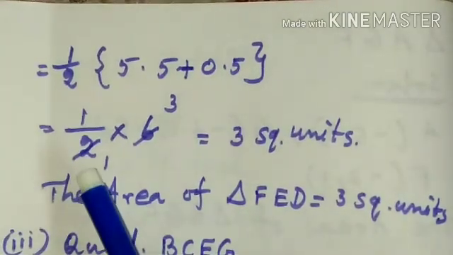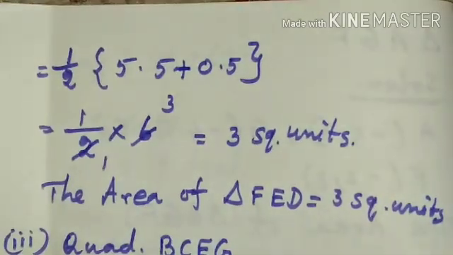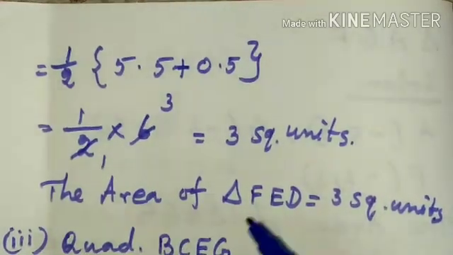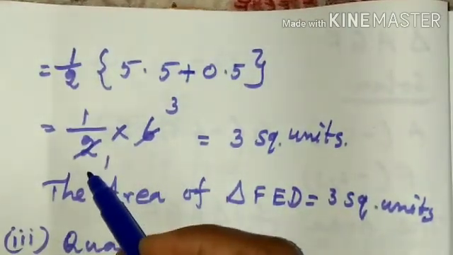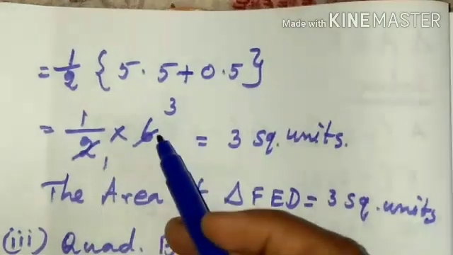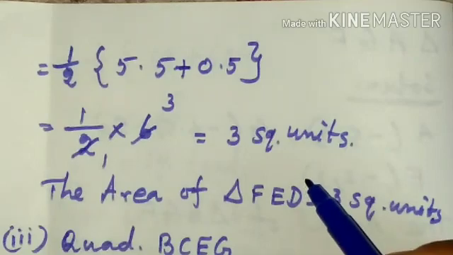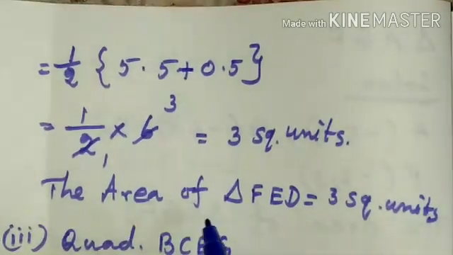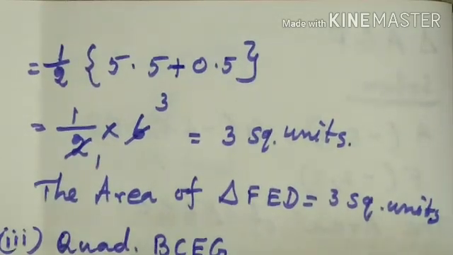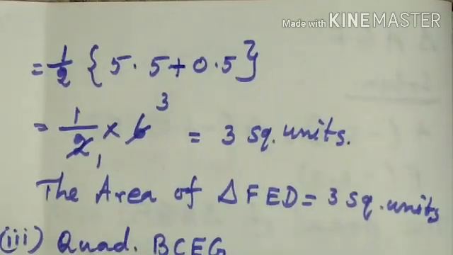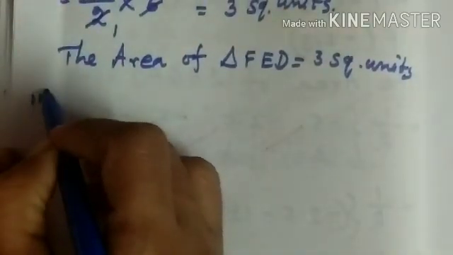Now you simplify the previous steps, we get half into 5.5 plus 0.5. Add this means half into 6. Now cancelling by 2, 1 2 is 2, 3 2s are 6, is equal to 3 square units. Hence the area of triangle FED is equal to 3 square units. Now we move on to the third subdivision.